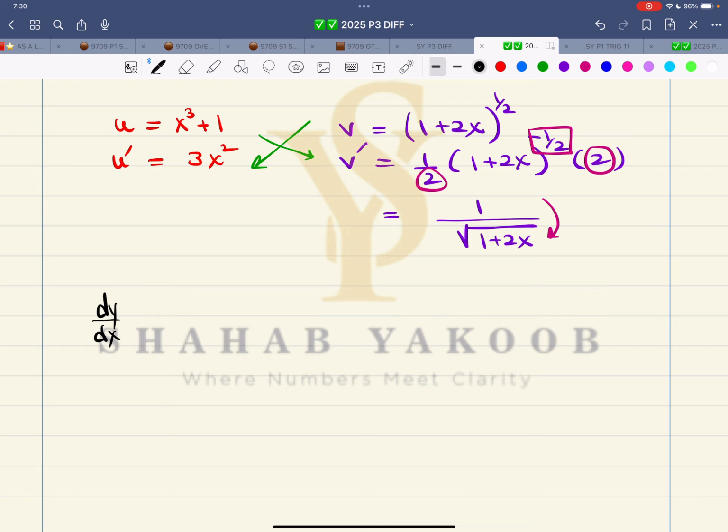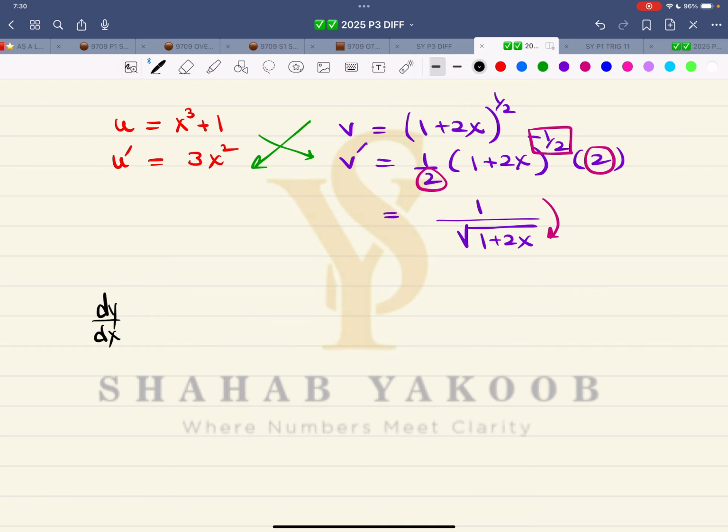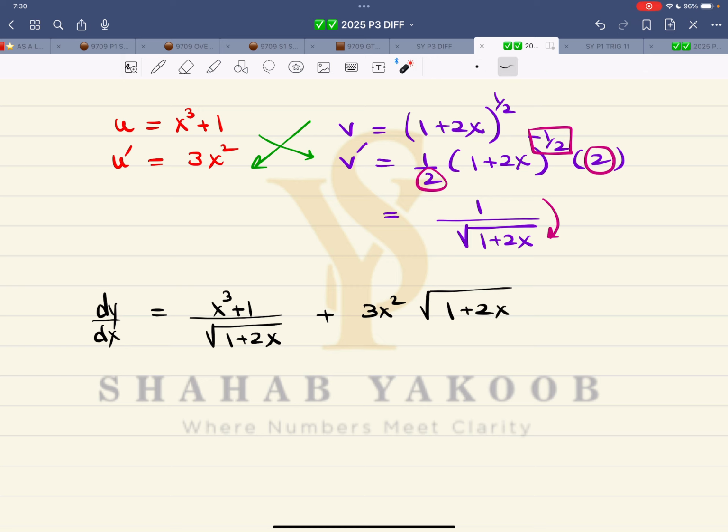And let me just move my name a bit over here. That is x cube plus 1 over the square root of 1 plus 2x. Positive sign over here. 3x square multiplies with the square root of 1 plus 2x. So after the differentiation is done, I'm back to the third form. So 1 plus 2x raised to the power of half is this thing. This one is this thing. Positive sign in the middle.